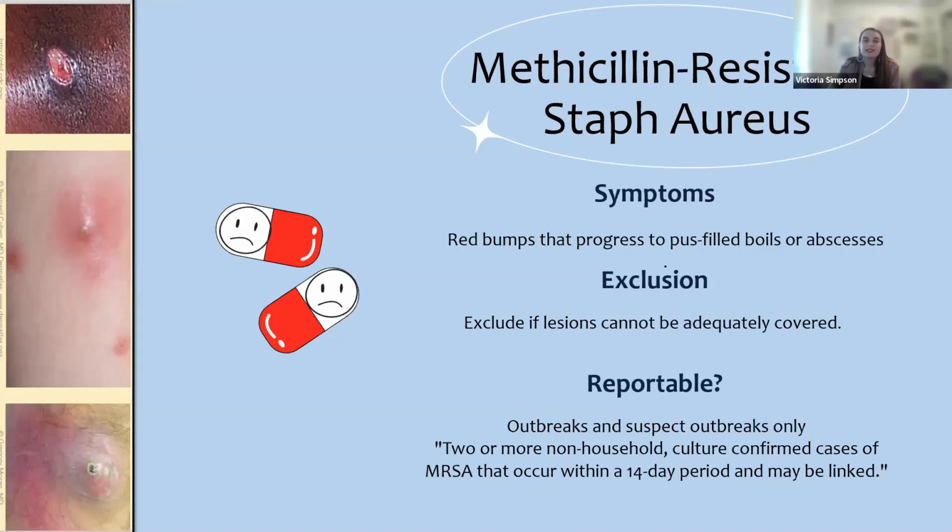A MRSA outbreak is defined as 2 or more non-household confirmed MRSA cases that occur within a 14-day period and are epi-linked to each other. So epi-linked means there is a connection between the 2 cases that could explain the transmission of the disease. Just for example, if you were notified of 2 MRSA cases and they occur within the same week, and you find out that they're on the same wrestling team that practices together every day, then that is certainly an example of epi-linkage. So you would need to reach out to your local health department to ask if any other action is needed.